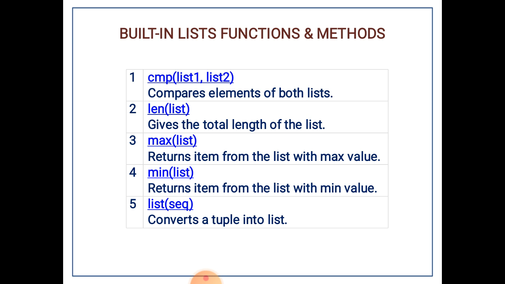So these three things can be easily remembered. Length of the list gives the total number of elements in the list. Max of list gives the maximum value element in that list. Min of list gives the minimum value element in that list.